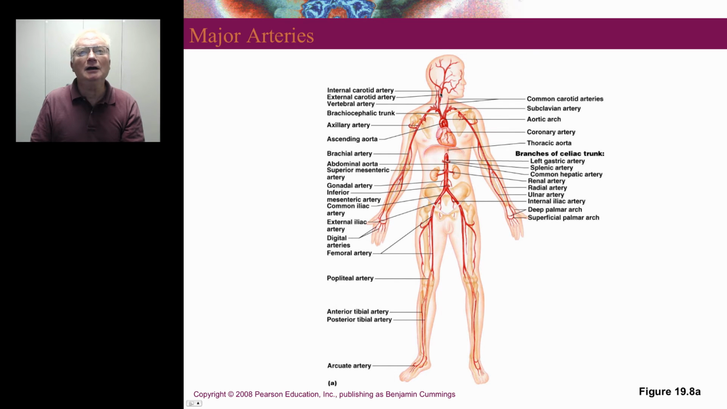The common carotid branches into an internal and external carotid. The external carotids supply the left and right sides of the face and the superficial muscles. The internal carotids come together in a special structure called the circle of Willis. I'll talk about that later. And those arteries supply the brain.